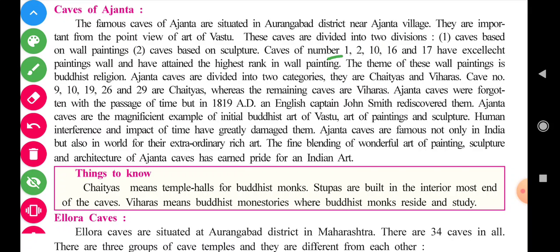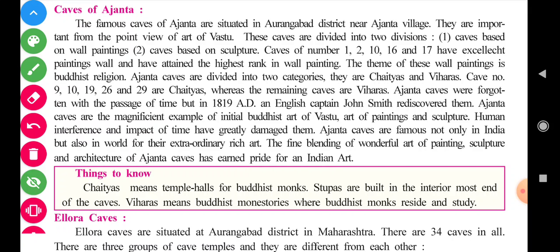Caves number 1, 2, 10, 16 and 17 have excellent wall paintings and have attained the highest rank in wall paintings. The theme of this wall painting is the Buddhist religion. Ajanta caves are divided into two categories, Chaityas and Viharas. Now, students, you may have a question in your mind: what is the meaning of Chaitya and Vihara?